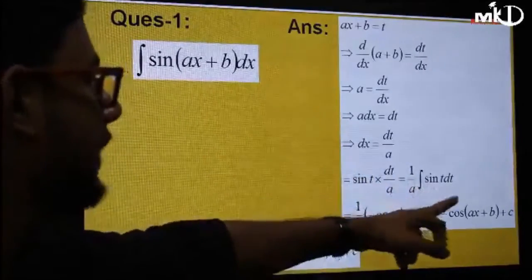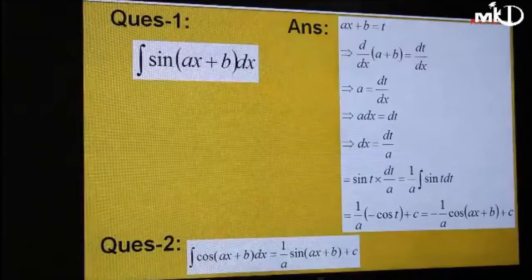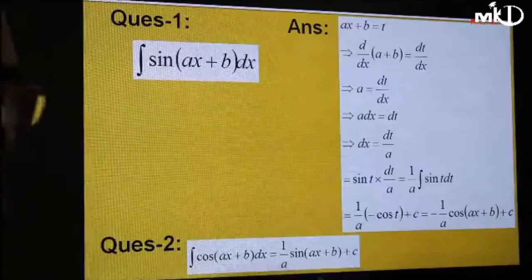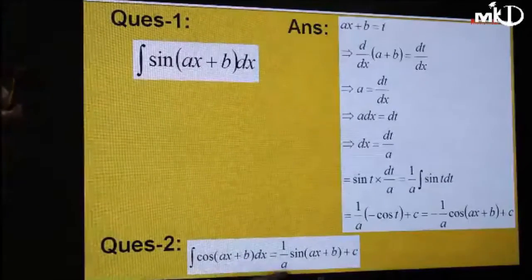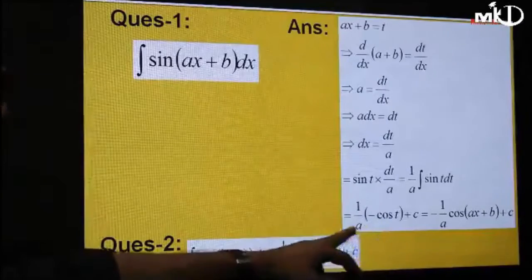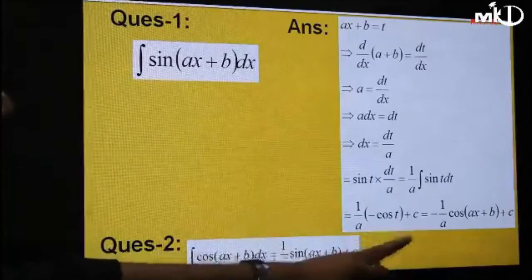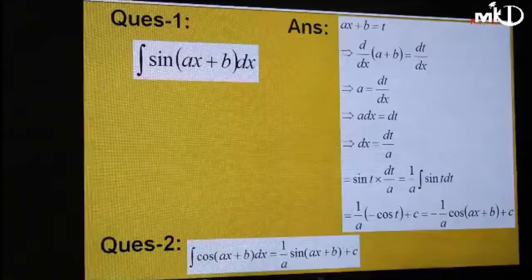So it is 1 by a times the integral of sin t dt, and the integration of sin x is minus cos x. So the integration of sin t is minus cos t, giving 1 by a times minus cos t plus c. The final answer is minus 1 by a cos, and in place of t we write ax plus b, plus c. So I think we have done this.